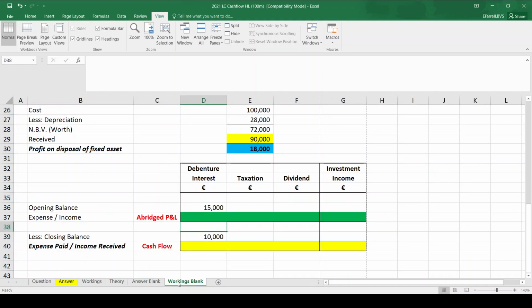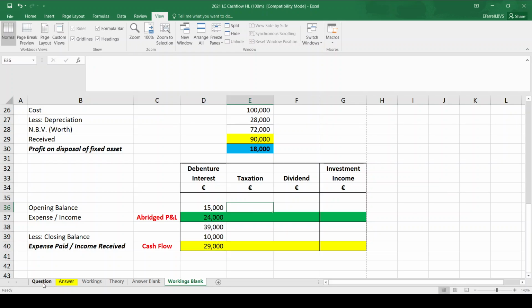So if I go back to my workings, 300,000 by 8% is 24,000. So at the start of the year, I owed 15,000. I owe 24,000 for this year, which is 39,000. My closing balance at the end of the year, I only owe 10. So I must have paid the difference, which is 29,000.